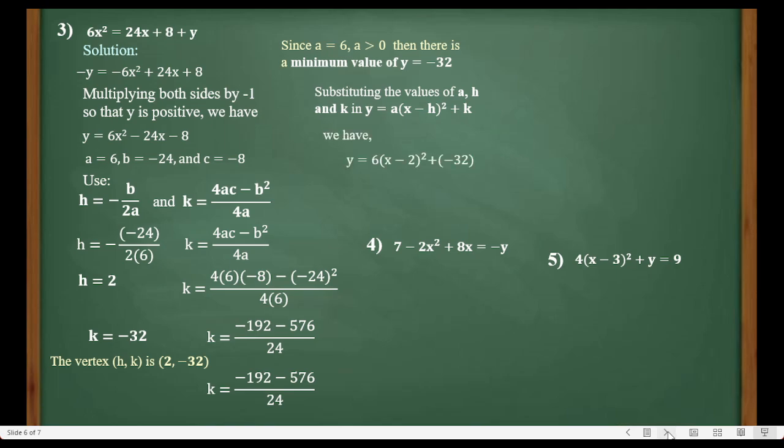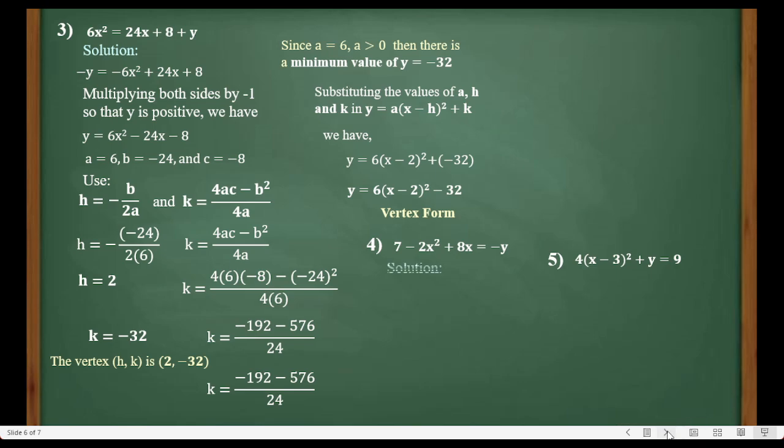And that is 6 quantity x minus h, which is 2 squared, plus negative 32. We're not done yet. So positive, negative, it's just like multiplying a number after the open parenthesis, and we know that number is 1. So it's positive 1 times negative 32. The result is what? Negative 32 or minus 32. So the vertex form would be what? y equals 6 quantity x minus 2 squared minus 32. And again, this is the vertex form.